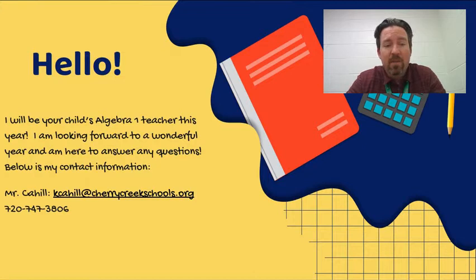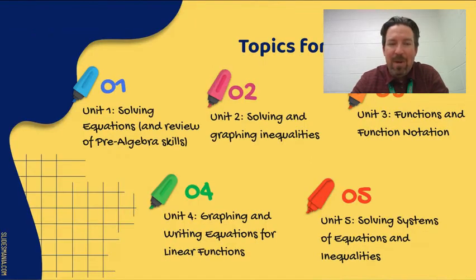So my contact info is there. It's also on the Overlook website, kcahill@cherrycreekschools.org. That's probably the easiest way for you to get in touch with me. My office phone number is there as well, so feel free to get in touch with me if you have any questions, either tonight or at any point throughout this year, just let me know.